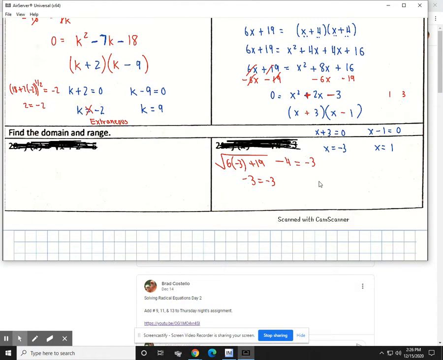And then lastly, let's do the 1. So it's the square root of 6 times 1 plus 19, and then outside of that minus 4 equals x, which is 1 this time. Well, 6 times 1 is 6, plus 19 is 25. Square root of 25 is 5, and 5 minus 4 is, in fact, 1. So 1 does equal 1. So both of these are correct answers.